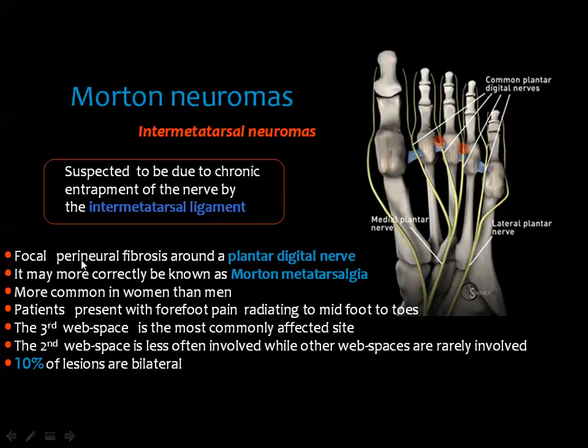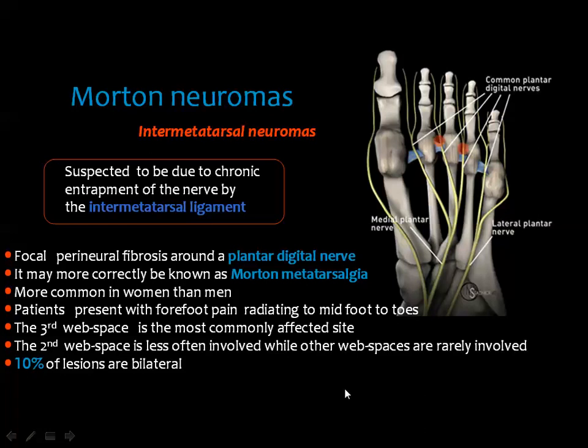This is just perineural fibrosis around the plantar digital nerve. And these are the plantar digital nerves, and the site of the neuroma is commonly seen in the third metatarsal space, and less frequently it can be seen in the second space, but the rest of the spaces are rarely affected by this disease. And it is frequently the result of irritation of this space by, let's say, minor trauma or something like this.